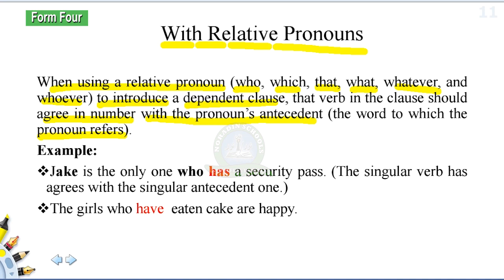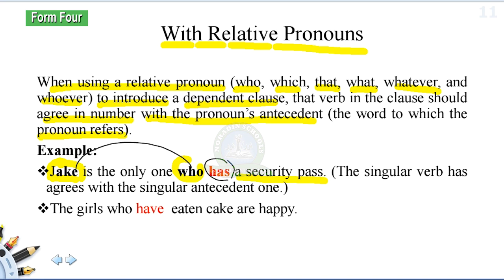For example, Jake is one person. Jake is the only one who has a security pass. So Jake is singular, and who stands for Jake. Since who stands for Jake, who is singular, we're going to use a singular verb. So Jake is the only one who has a security pass. The singular verb agrees with the singular antecedent.